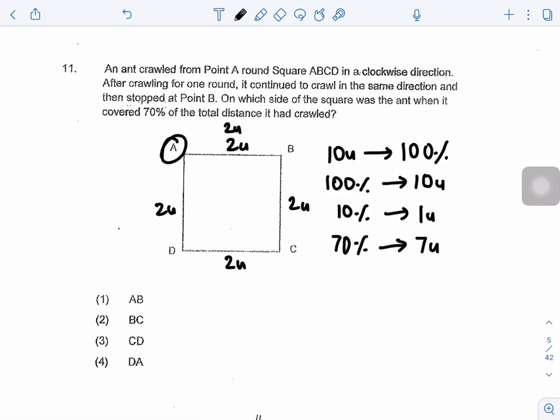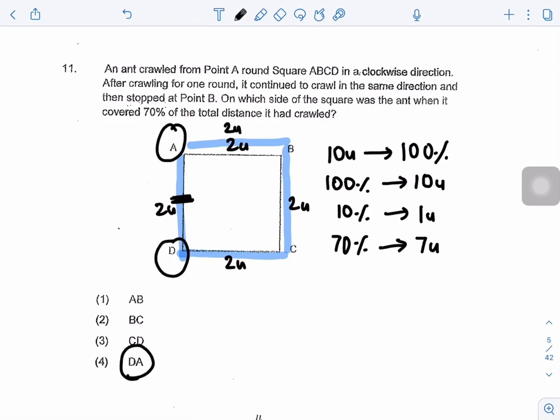Remember he started from A, so he crawled from here to here is 2 units, 4 units, 6 units, 8 units, which means 7 units is around here. So where was he? He was along AD, which is here, DA. 7 units is here. So the answer is 4.